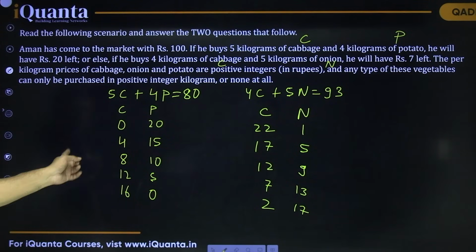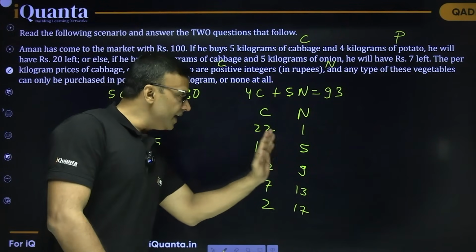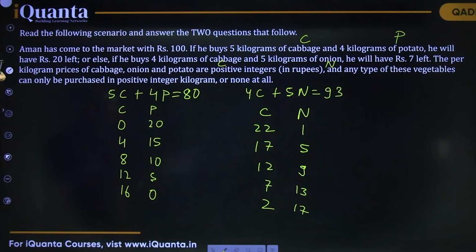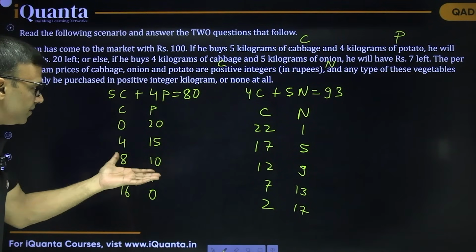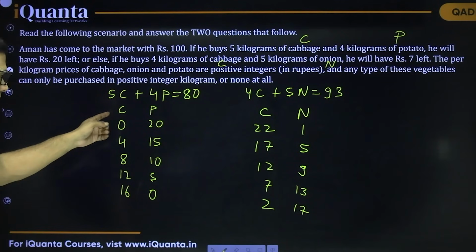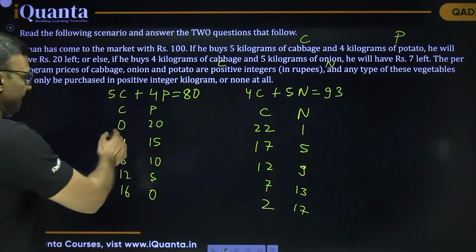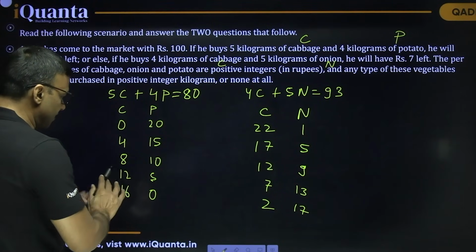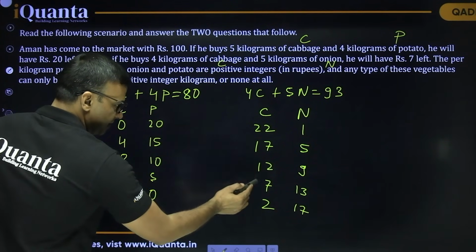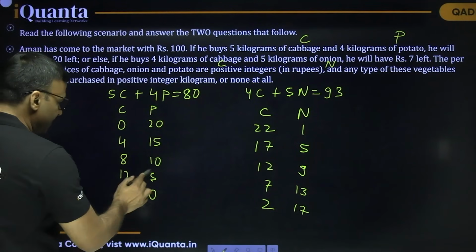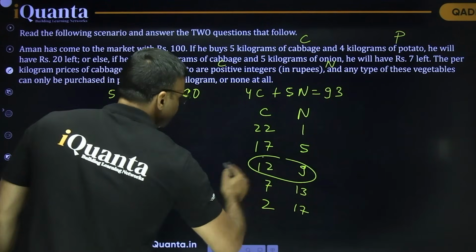Is there any common element among these two? C is the common element. Is there any equal value of C in both of them? These are all solutions of C and N. These are all possible solutions of C and P. But we have to identify the commonality. The price of C, that is cabbage, has to be the same everywhere, right? So here we have 0, 4, 8, 12, 16. That's it. Here we have 22, 17, 12, 7, 2. That's it. Oh wow, can you see that? Cabbage price 12 is the common one.